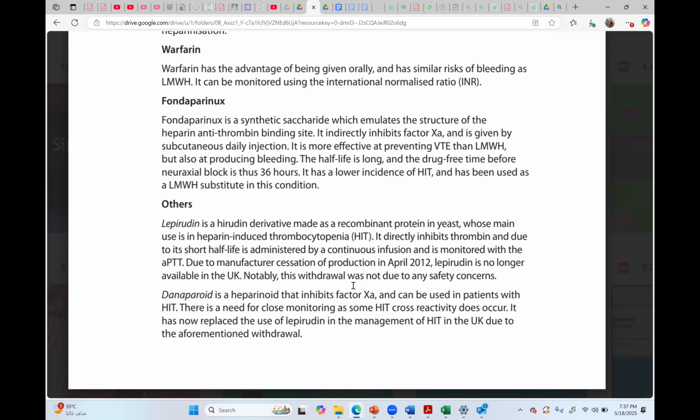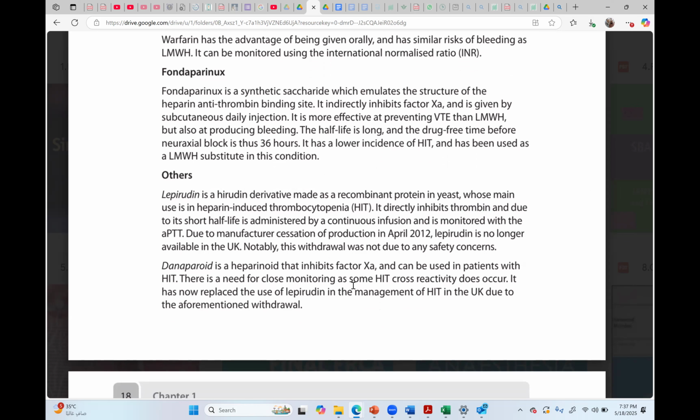So lepirudin is a direct thrombin inhibitor, given as a continuous infusion. Then danaparoid. Danaparoid is like heparin. Danaparoid is a heparinoid that inhibits factor 10A and can be used in patients with HIT. There is a need for close monitoring as some HIT cross-reactivity does occur. It has not replaced the use of lepirudin in the management of it due to the aforementioned withdrawal.